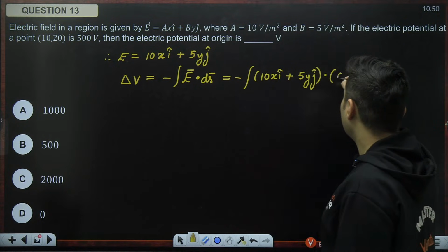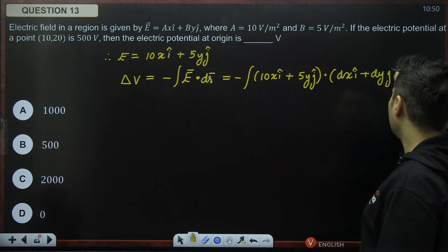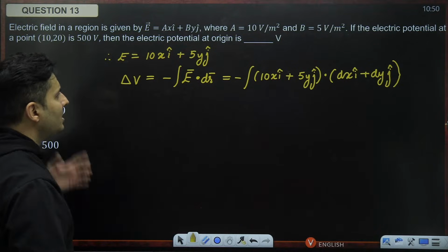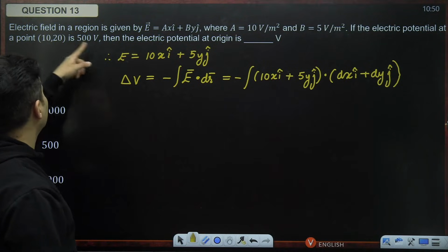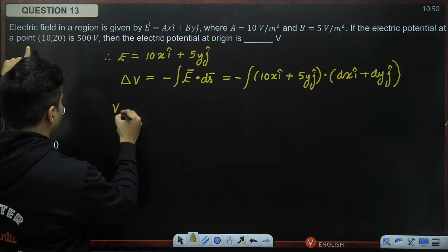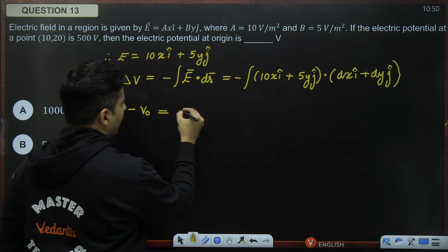dr vector is dx i cap plus dy j cap. Okay, perfect. This is final minus initial. So finally, let's say I'm at this point. Initially, I'm at some other point. So this particular Vp minus V origin will be negative.